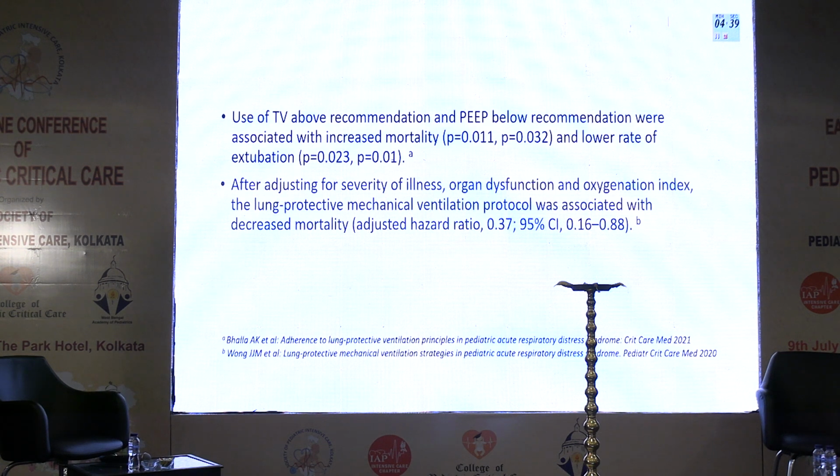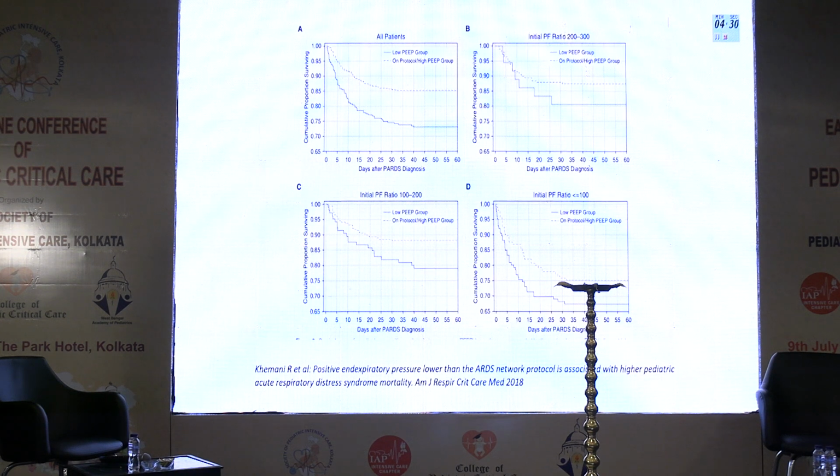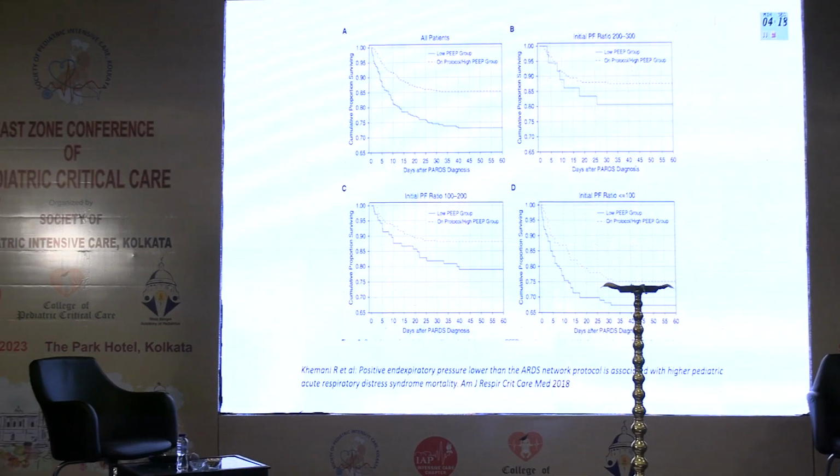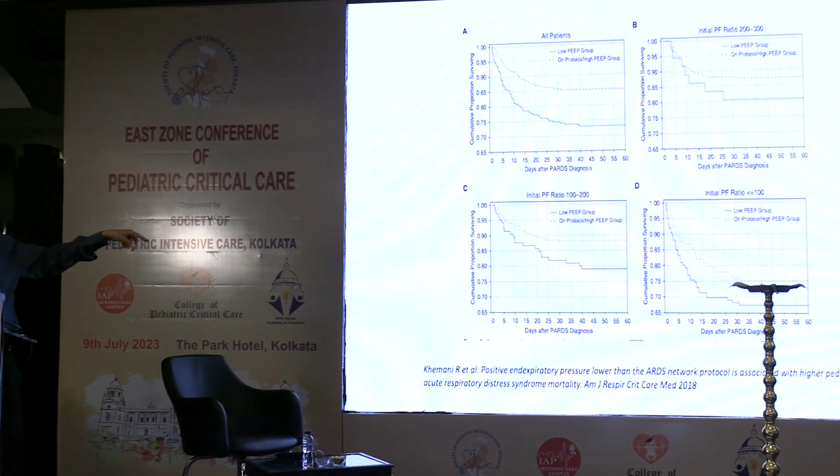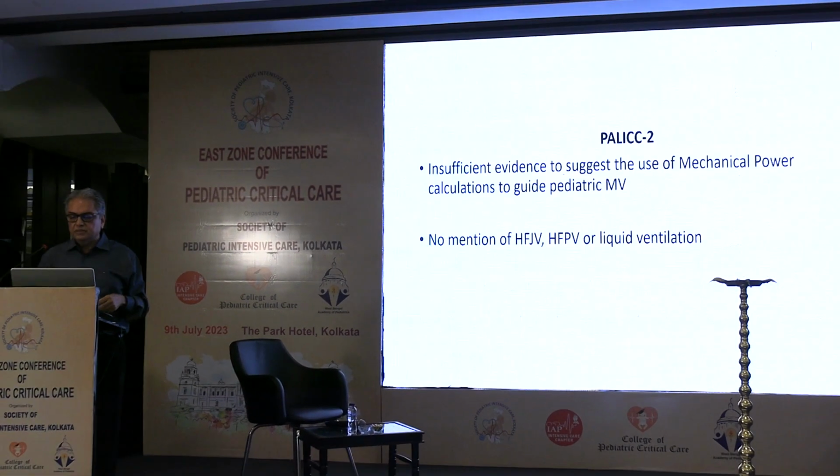It has been shown in studies that in the centers where they used PEEP lower than the grid recommended level, the mortality was high. As you can see in this Kaplan-Meier survival curve, the orange line is according to the grid, and the blue line is lower PEEP levels. At all PF ratios and overall also, the survivals are different and significantly different.